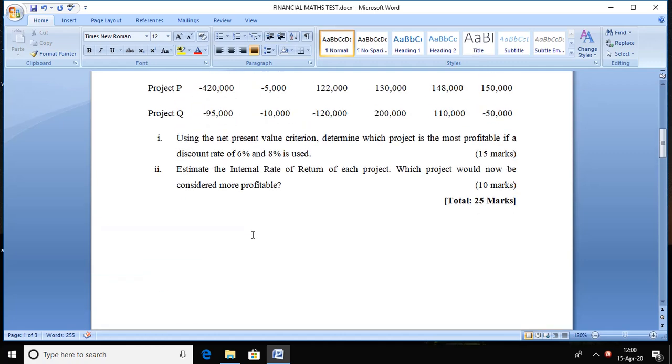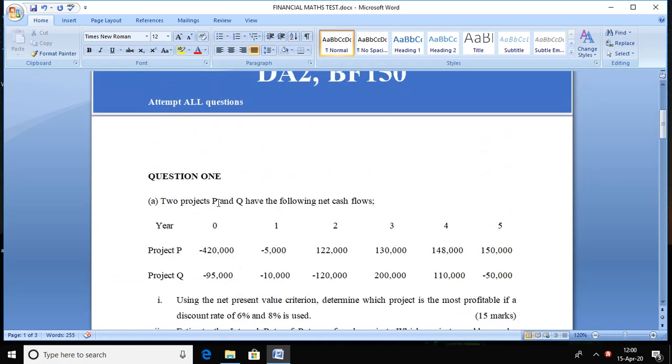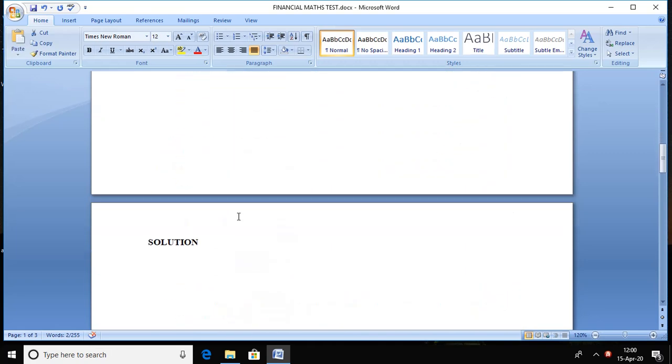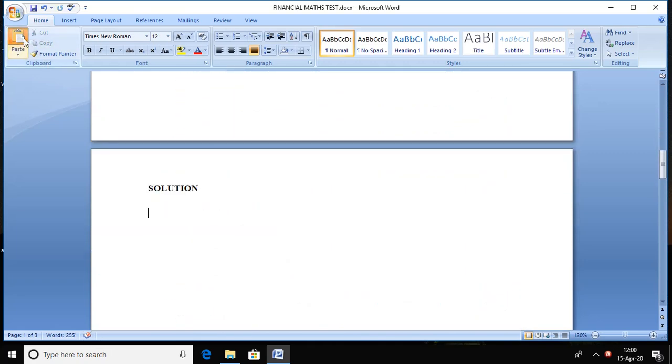So on the solution, let's start with our project P. Let's start with project P. So we bring down project P at 6%. What will be the NPV? Project P at 6%, what will be the NPV?